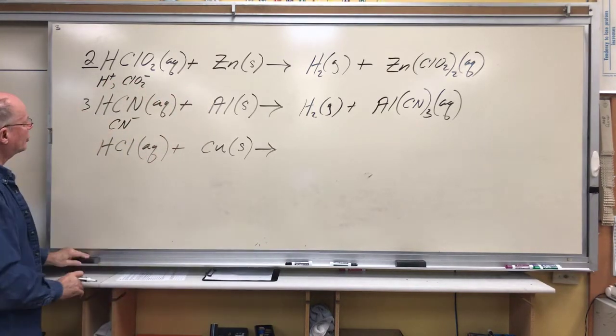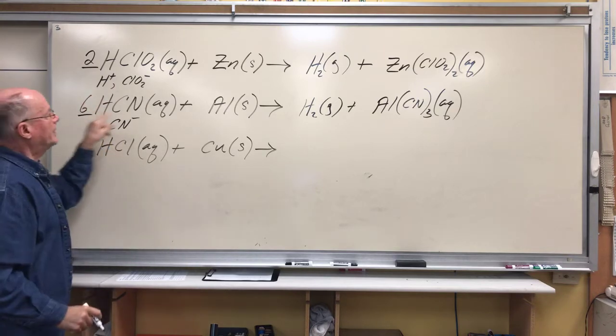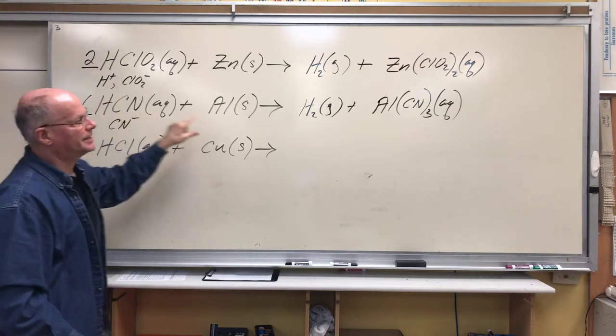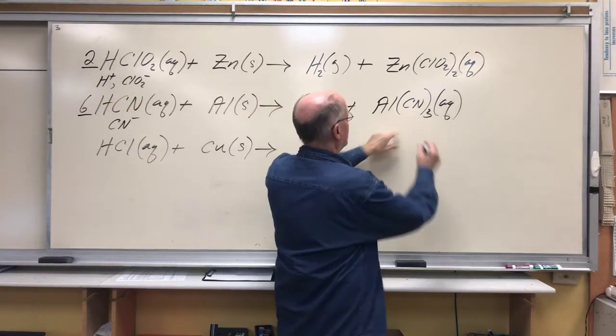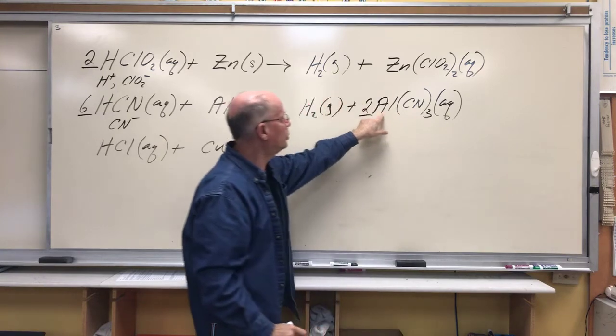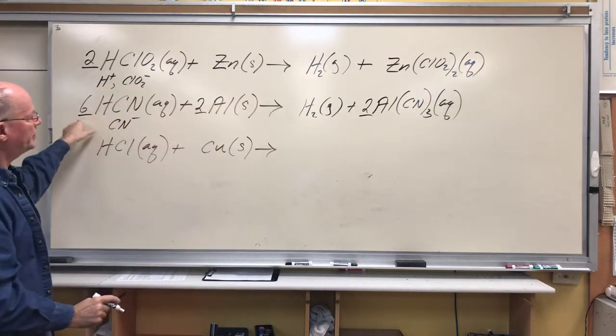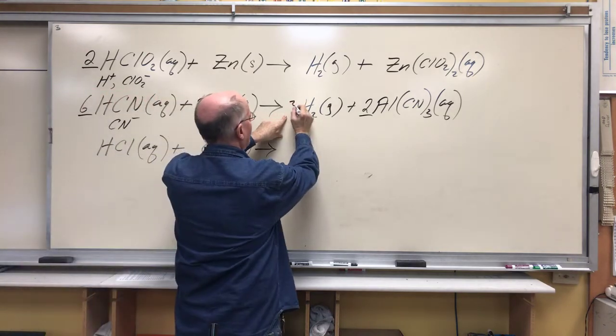So rather than a 3, if I make that a 6, then that gives me 6 cyanides. Then over here, I need to put a 2 to give me the 6 cyanides, which gives me 2 aluminums here. And then to balance the hydrogens, 6 hydrogens, need a 3 here.